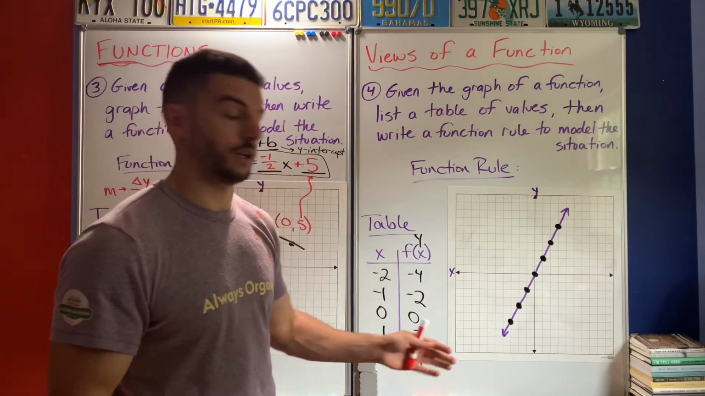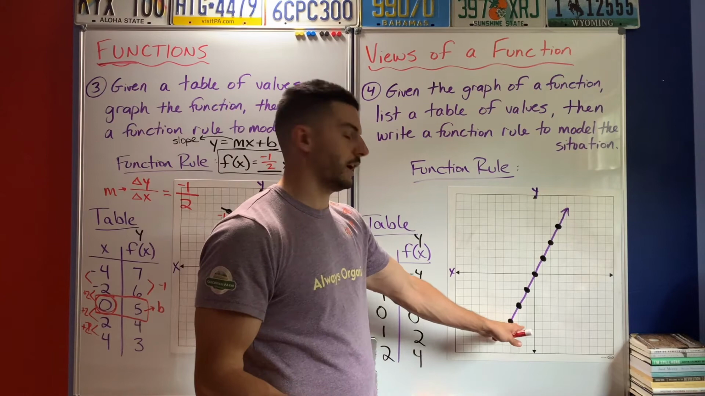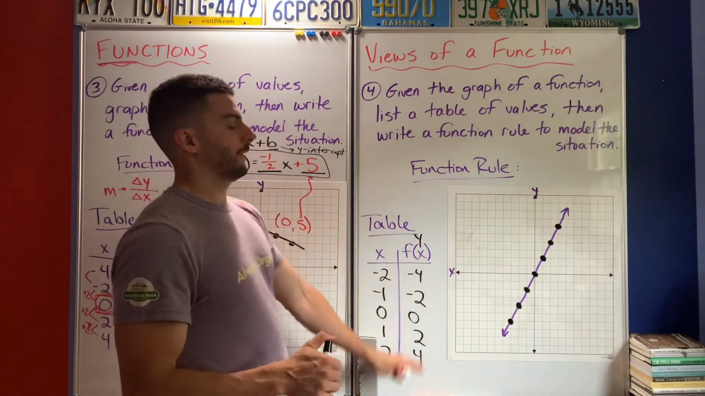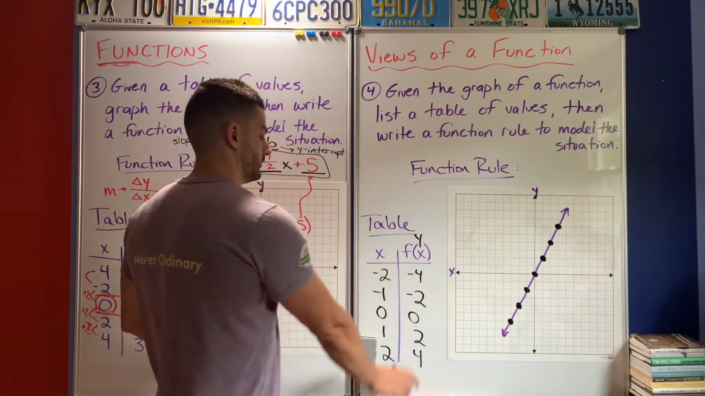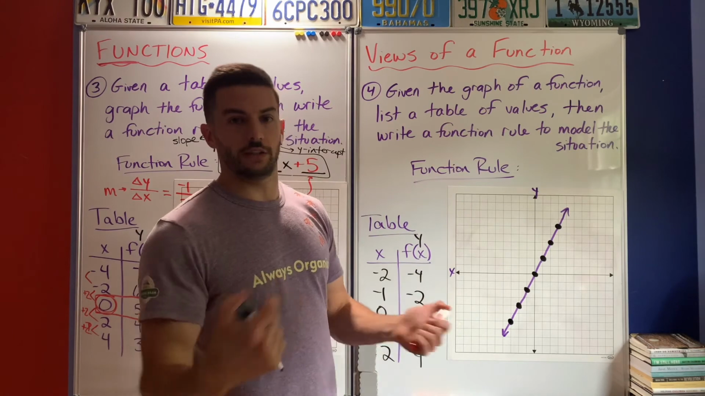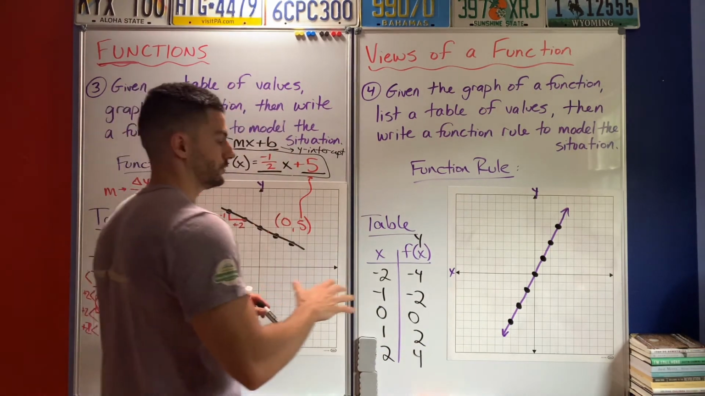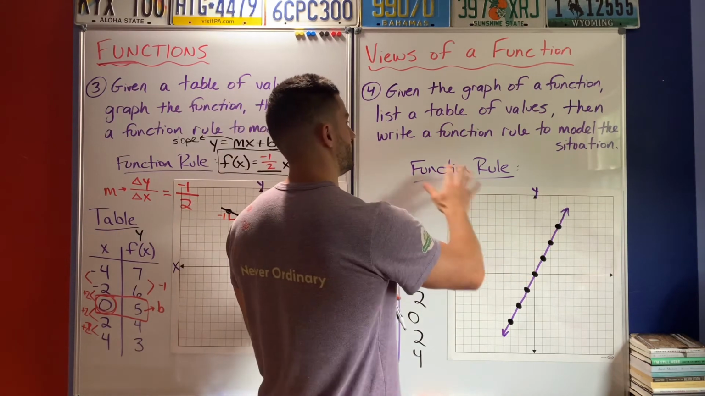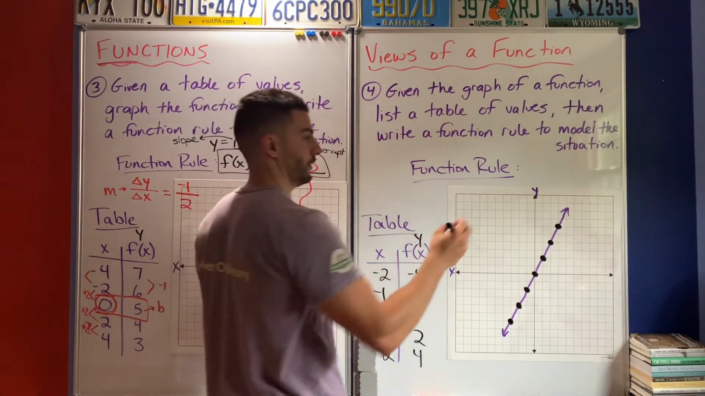And again, there's other points on here too. When x is negative 3, y is negative 6, you could list that. That wouldn't be wrong. But I just like these just because it's consistent. But you could totally list other points on here too, and it would still be right. Okay, so I got my table from my graph. And now I want to use both of these things to write this function rule to model the situation.